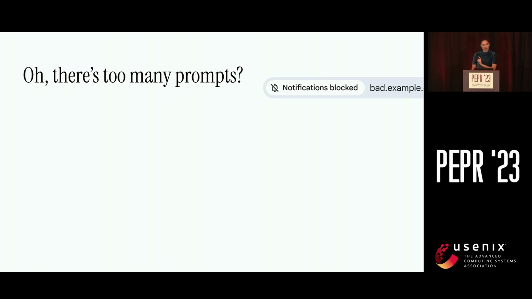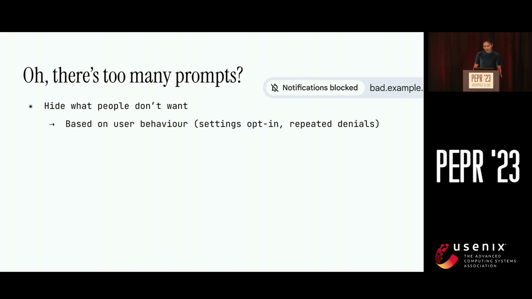We only show this for some prompts, only the ones that people don't want. To do this, we looked at some simple heuristics, like giving people a way to opt into this by themselves, so they never see prompts, they just see this little chip. We also have a simple heuristic where if someone denies a notification prompt 3 times in a row, we assume you probably don't want it, so we start showing you this little chip.